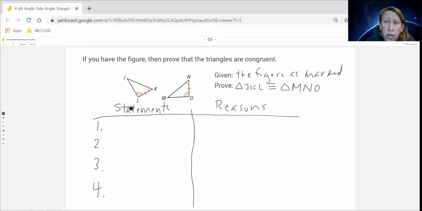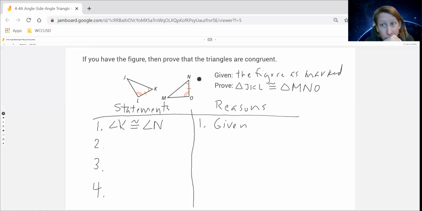What order do you think I'm going to put them in? I'm looking at it, I'm going to start with K and N. Angle K has the same mark and is the same size and shape as angle N. How do I know they're the same? They have the same mark. And how do I know they have the same mark? Because it was given in the figure. Okay, I've showed a pair of angles are congruent.